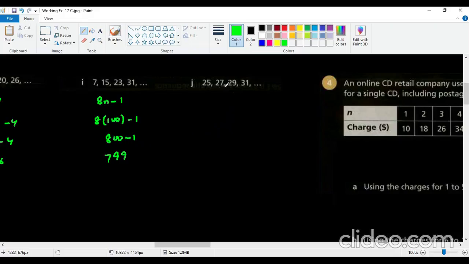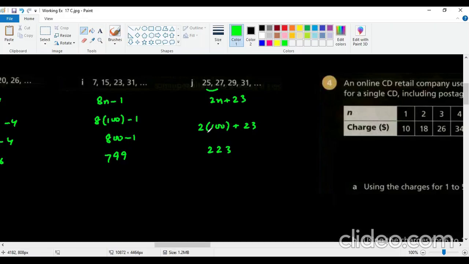In this sequence, as you can see, the difference is 2. Okay, so 2n, and to make 2 a 25 you need to add 23 to it. That means 200 plus 23 is going to be 223, your final answer for the 100th term.